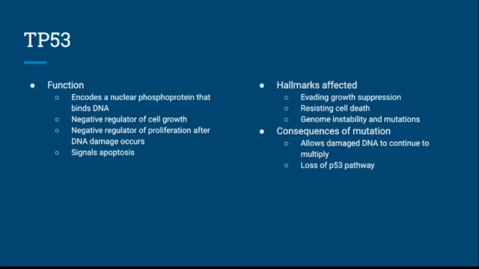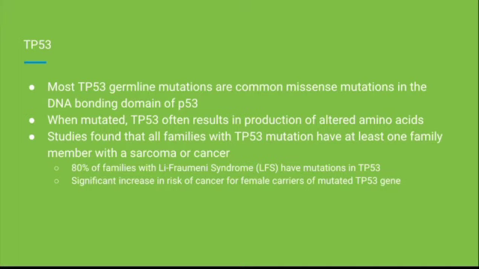and also just extra mutations can be associated with amino acids if there is a TP53 mutation. So most TP53 germline mutations are common missense mutations in the DNA binding domain of p53. When mutated, TP53 often results in a production of altered amino acids. Studies have found that all families with TP53 mutations have at least one family member with a sarcoma or cancer.